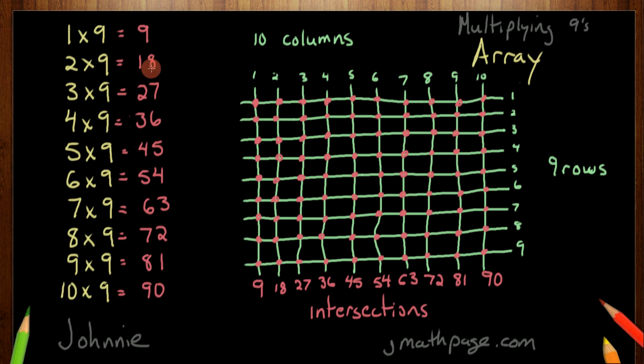And we can see all of these multiples played out in the array. All right? And you can always make an array like this for any number combination you're interested in as well. So I hope this was helpful to you.